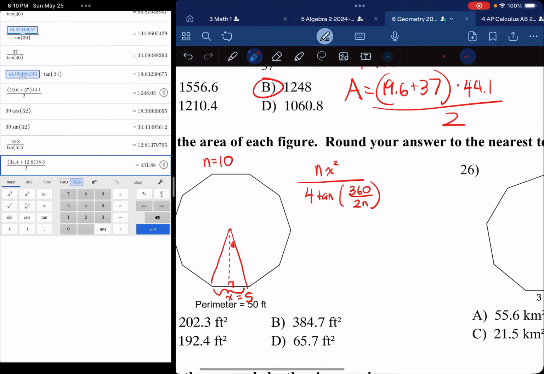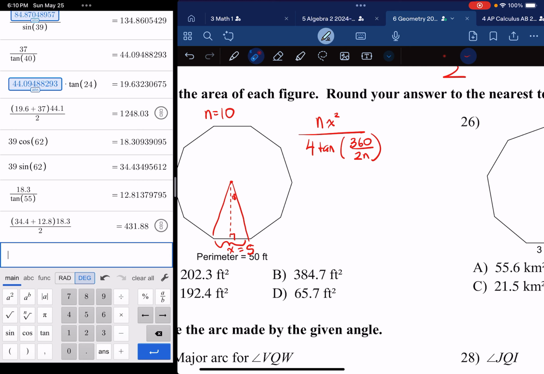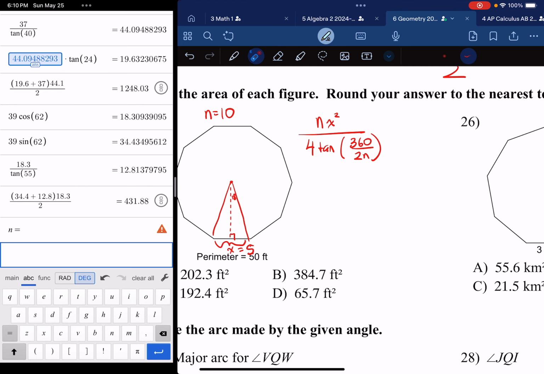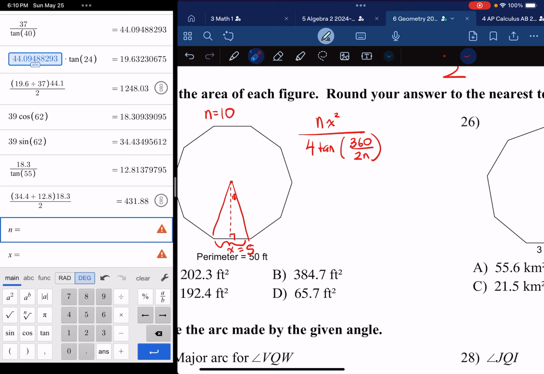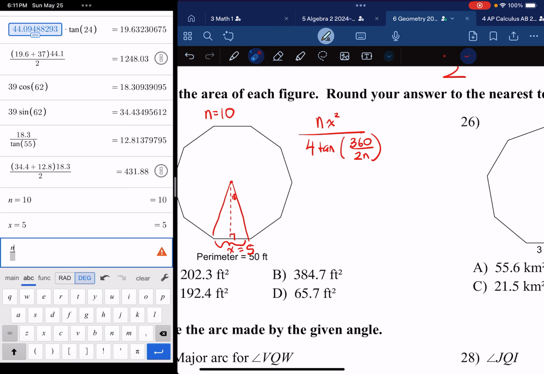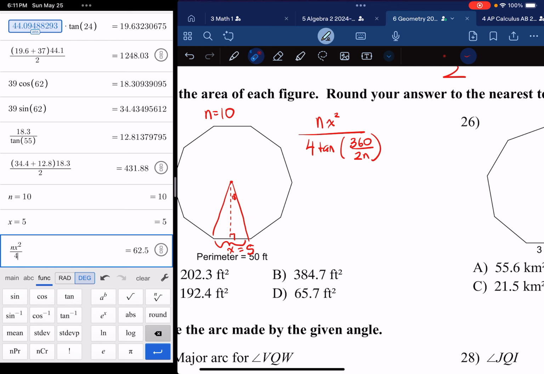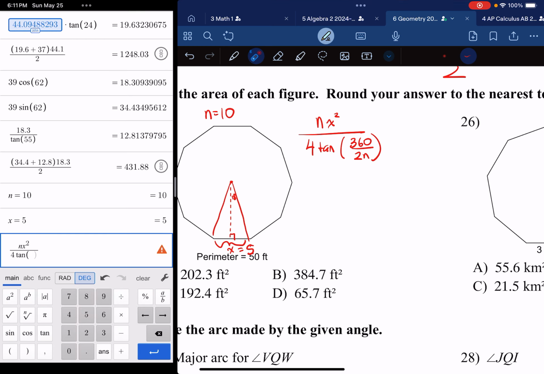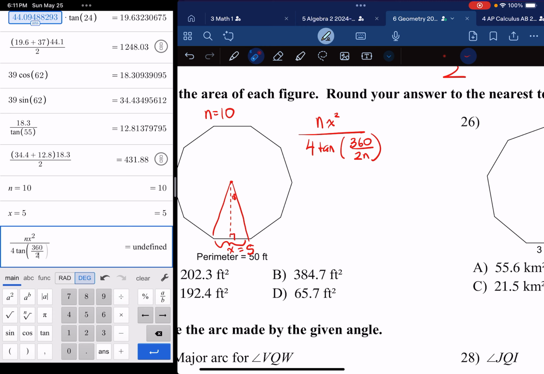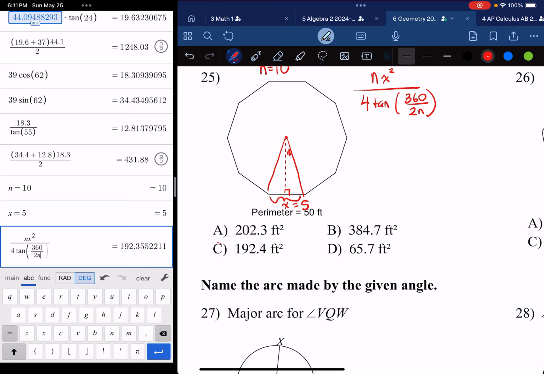Scientific calculator. What have we got here? This is honestly the way that a lot of students have done it in my class, where they say n is equal to a number, x is equal to a number. In this case, n is equal to 10, and x is equal to 5. And then they can just type in the formula, which is going to be this fraction where nx squared is on the top, and the bottom we have 4 tangent of 360 divided by 2n, and you get 192.4, which is option C.